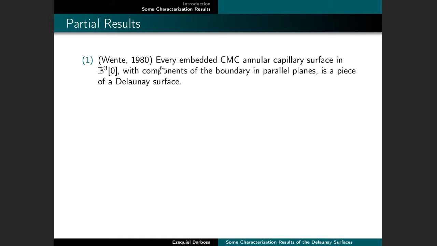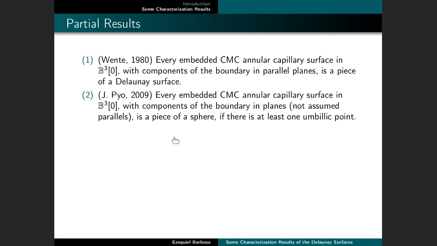Of course, we are assuming here this surface is embedded. Perez in 2009 proved this result, not assuming that the planes are necessarily parallel. But if the surface has at least one umbilical point, then this surface should be a piece of a sphere, right? It's like you consider a sphere and cut the sphere by using two parallel planes.